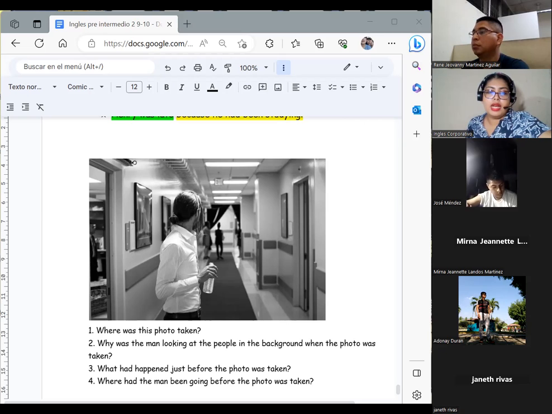And number four, where had the man been going before the photo was taken? The man stayed out in the lab on the left side. Okay, thank you. We have another answer for the first question. It was taken in a hallway of the hospital.